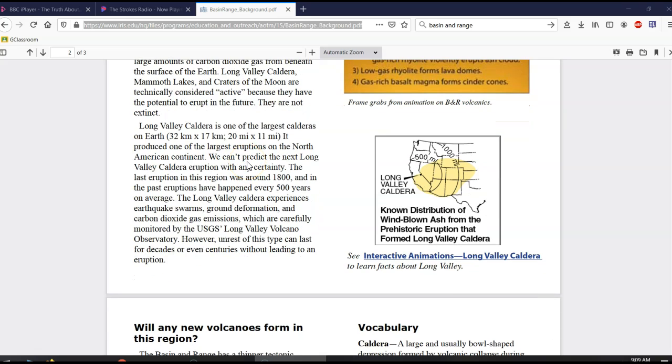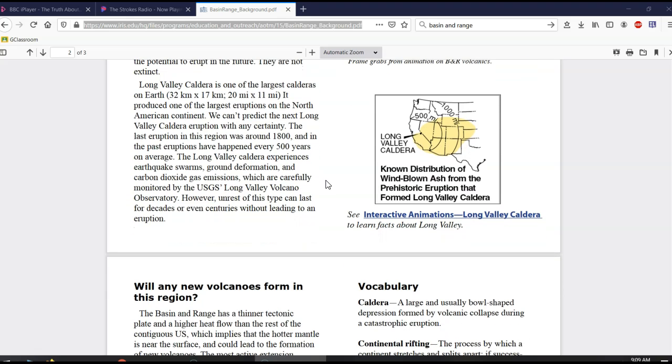Long Valley Caldera is one of the largest calderas on Earth. It produced one of the largest eruptions on the North American continent. We can't predict the Long Valley Caldera eruption with any certainty. The last eruption in this region was about 1800, and in the past, eruptions have happened about every 500 years. The Long Valley Caldera experiences earthquakes, swarms, ground deformation, and carbon dioxide emissions, which are carefully monitored by the USGS Long Valley Volcano Observatory. However, unrest of this type can last for decades or even centuries without leading to an eruption.